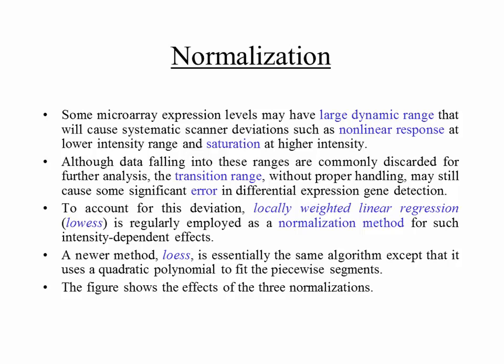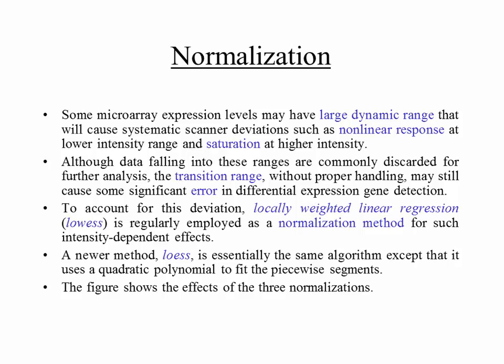Now some microarray expression levels may have large dynamic range, right? The expression may range from very small values to very large values, which will cause systematic scanner deviations such as nonlinear response at lower intensity range and saturation at higher intensity, right? Although data falling into these ranges are commonly discarded for further analysis, the transition range without proper handling may still cause some significant error in differential expression gene detection.